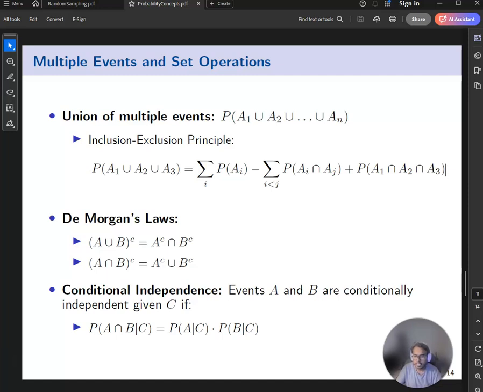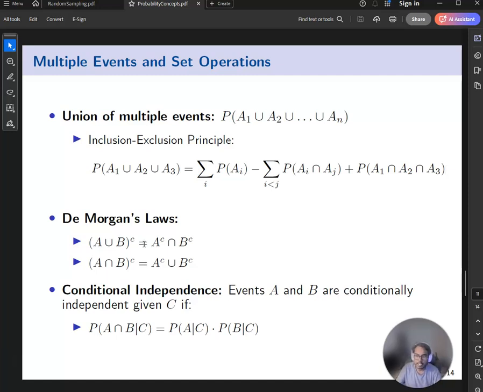The first law says that the complement of a union equals the intersection of the individual complements. In everyday language, this means that if an outcome is not in either A or B, then it is neither in A nor in B. That's what the first law means.